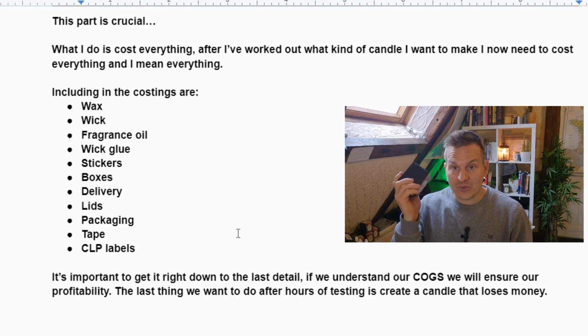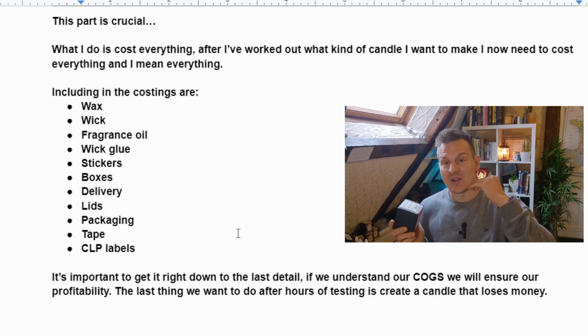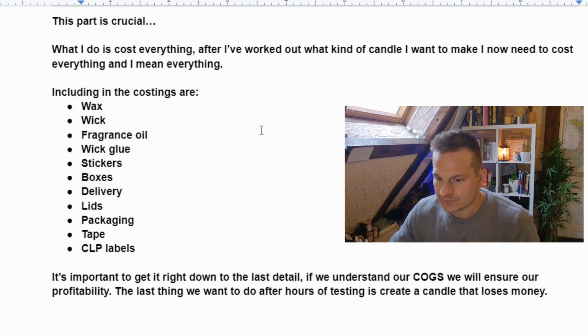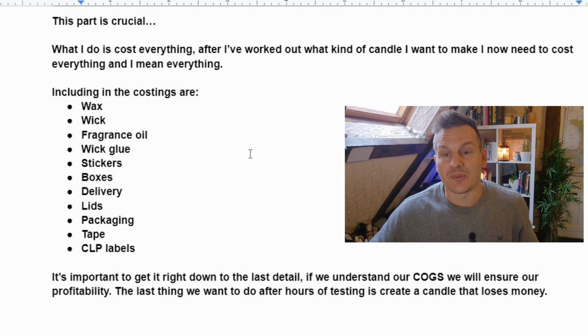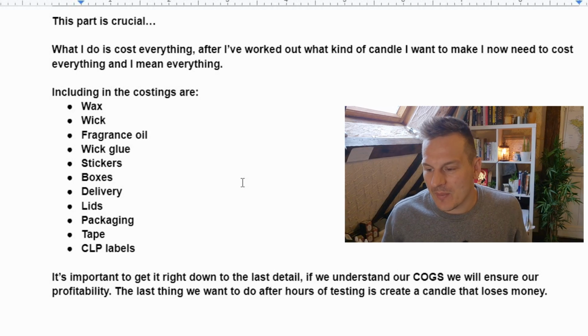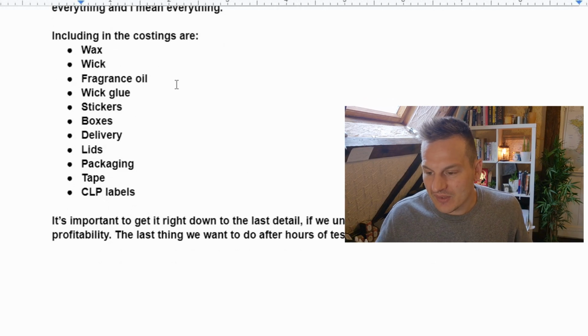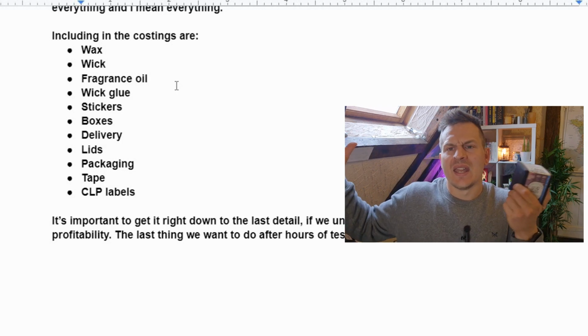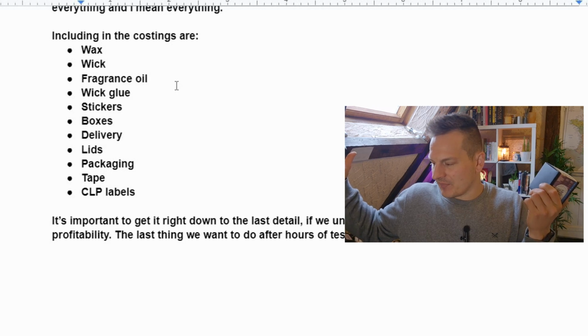But it is super important that you cost everything from the wick to the wax to the label to the box, just to understand where you are. And even the tape as well. Tape comes in. There's just so many little bits that you can forget about when you go about costing your candles. So you want to get the details right first, because if you don't know how much this costs to make, you're never going to know how much money you're going to make in the future. And then it all just becomes a bit of a guessing game.